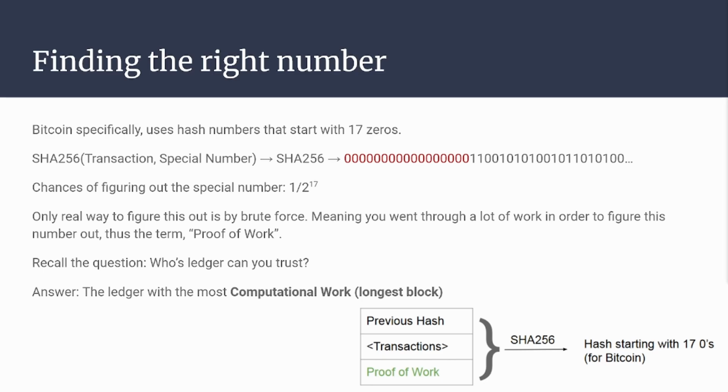Now, we can recall the question, whose ledger can you trust? The answer to that is the idea of computational work. In the cryptocurrency world, you trust the ledger who has the most computational work done to it, or the longest block. We will now introduce the topic of what it means to have a blockchain, which we've probably all heard of before, in order to see which block is the longest, allowing us to find a ledger who we can trust the most.